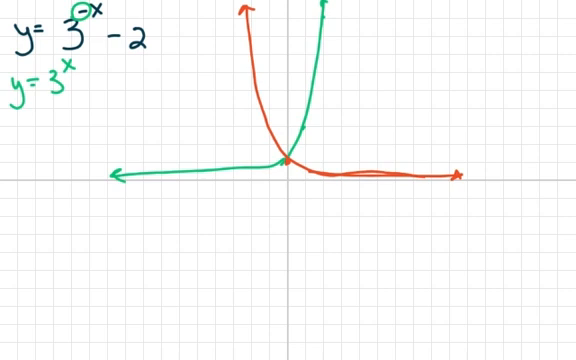Well, then what does it do? Then it goes down 2. So start with this point right here. That's just the one I work with, and go down 2. So it would be right here.